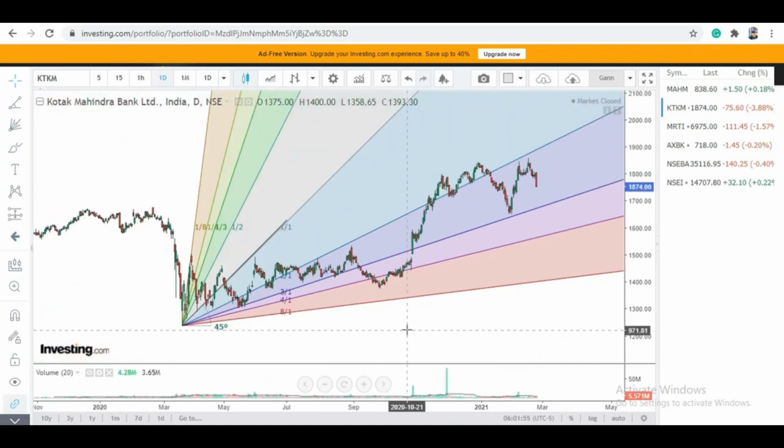So this is how we draw the gann fan and make use of it in our daily trading. I request you, do not use this in your intraday, because I have not tested it, so I cannot give any suggestion, but at least you can do it on your daily time frame, on your day chart. So this will help you in your trading.